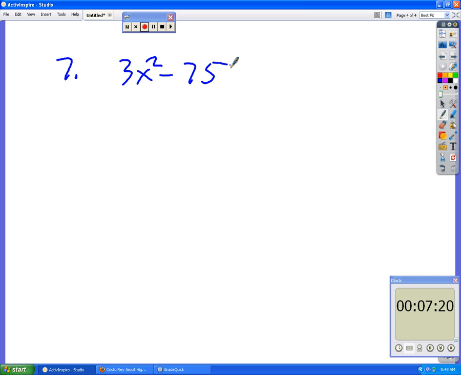What's my common factor? 3. I got a 3 in both. Take it out, put a parenthesis, and take 3 out of this. What's left? X squared minus, take 3 out of 75. 25. That's 3 times the quantity x squared minus 25.